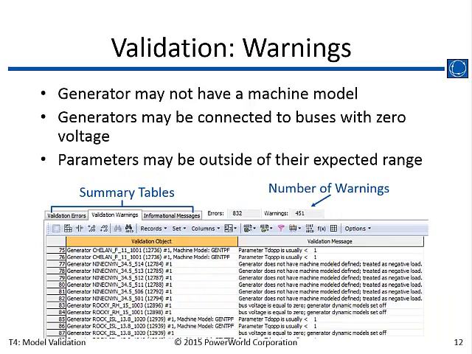Sometimes generators don't have a machine model. That's not an error. That's just treated as a warning. So this is on the warnings. Generators may be connected to buses with 0 voltage, so it's connected to a dead bus. That's okay. Parameters may be outside their expected range. That is not an error. The expected range may not cover all situations, so we don't want to call it an error because maybe you really want it outside of that range.